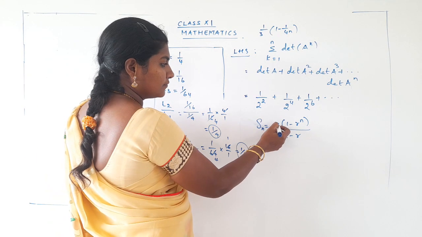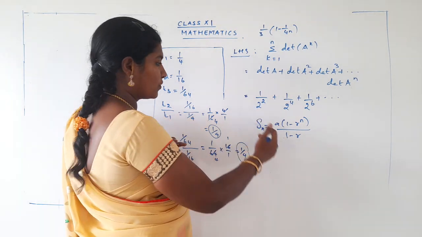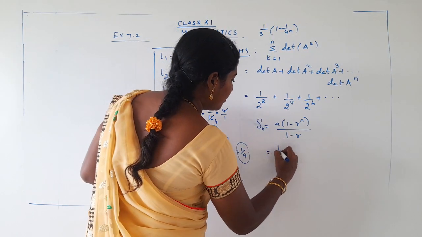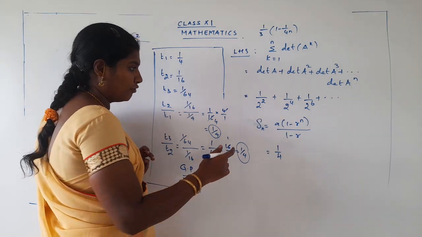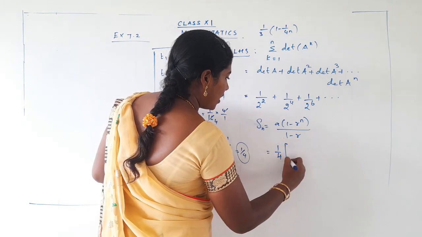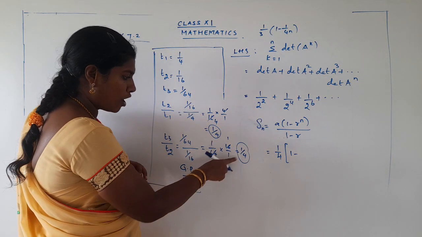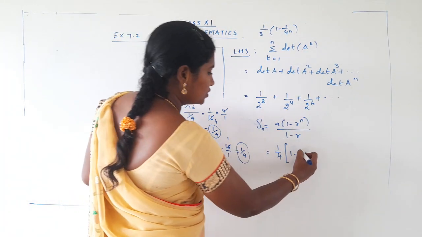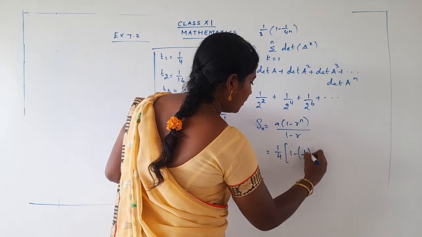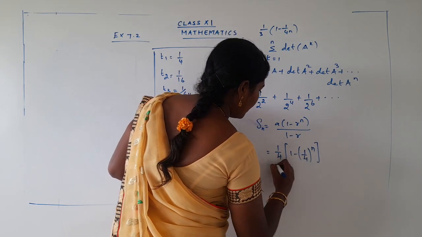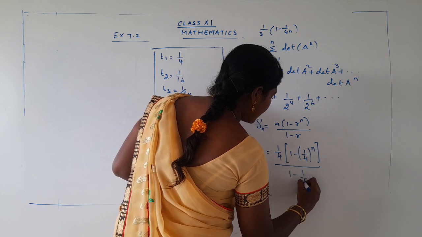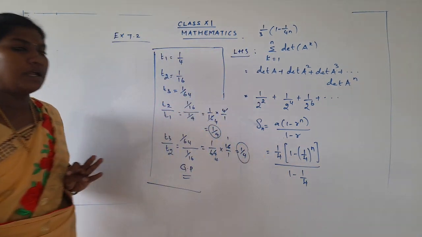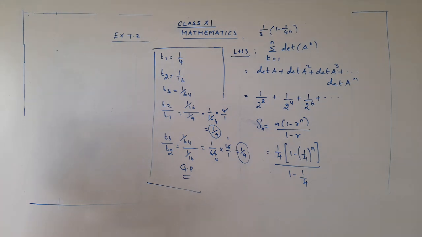Okay, done? So we are just going to substitute the values here. I know the first term. What is the first term? 1 upon 2 square, so just write down 1 upon 4. And what is our R, the common ratio? It's 1 upon 4. So just put here 1 upon 4, the whole raised to N upon 1 minus 1 upon 4. Now just do the substitution work.